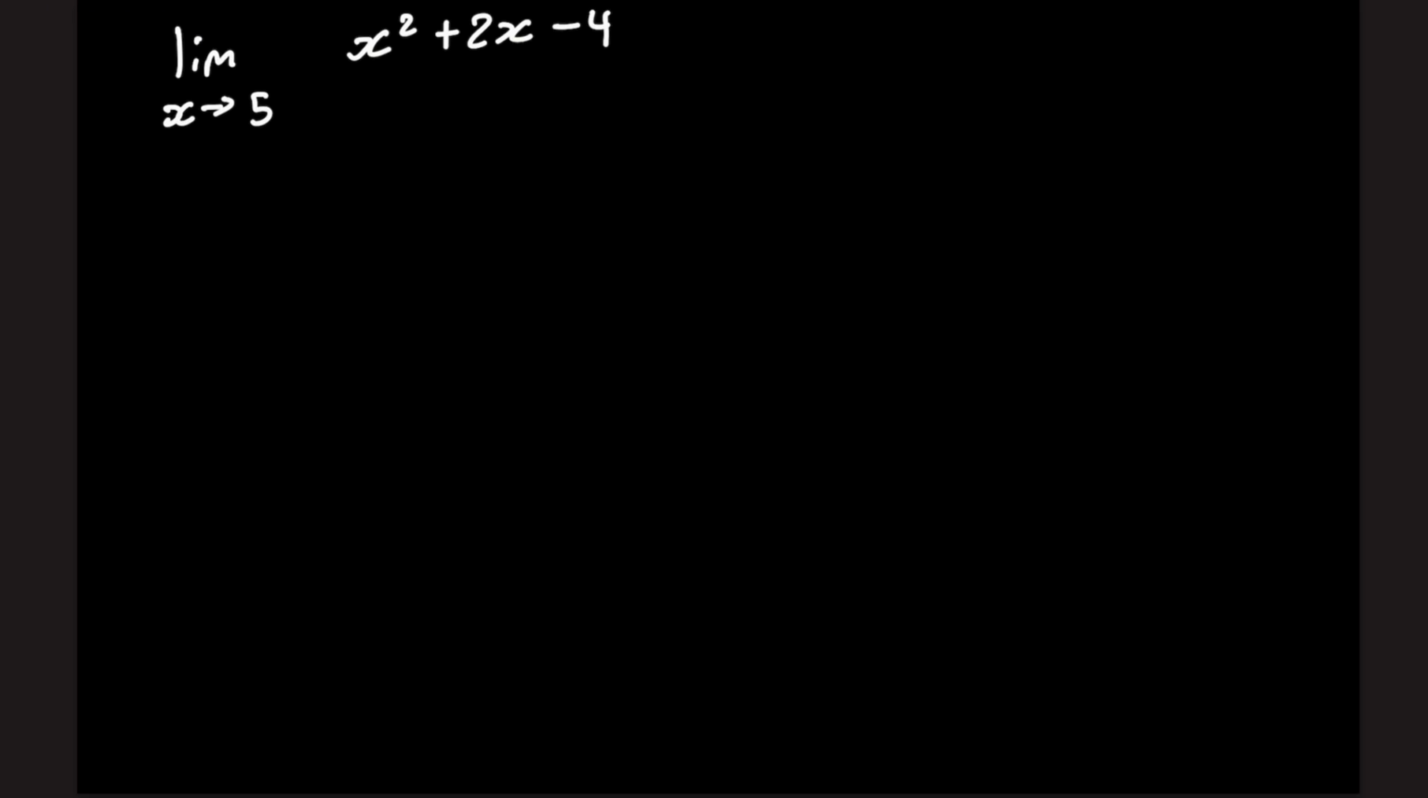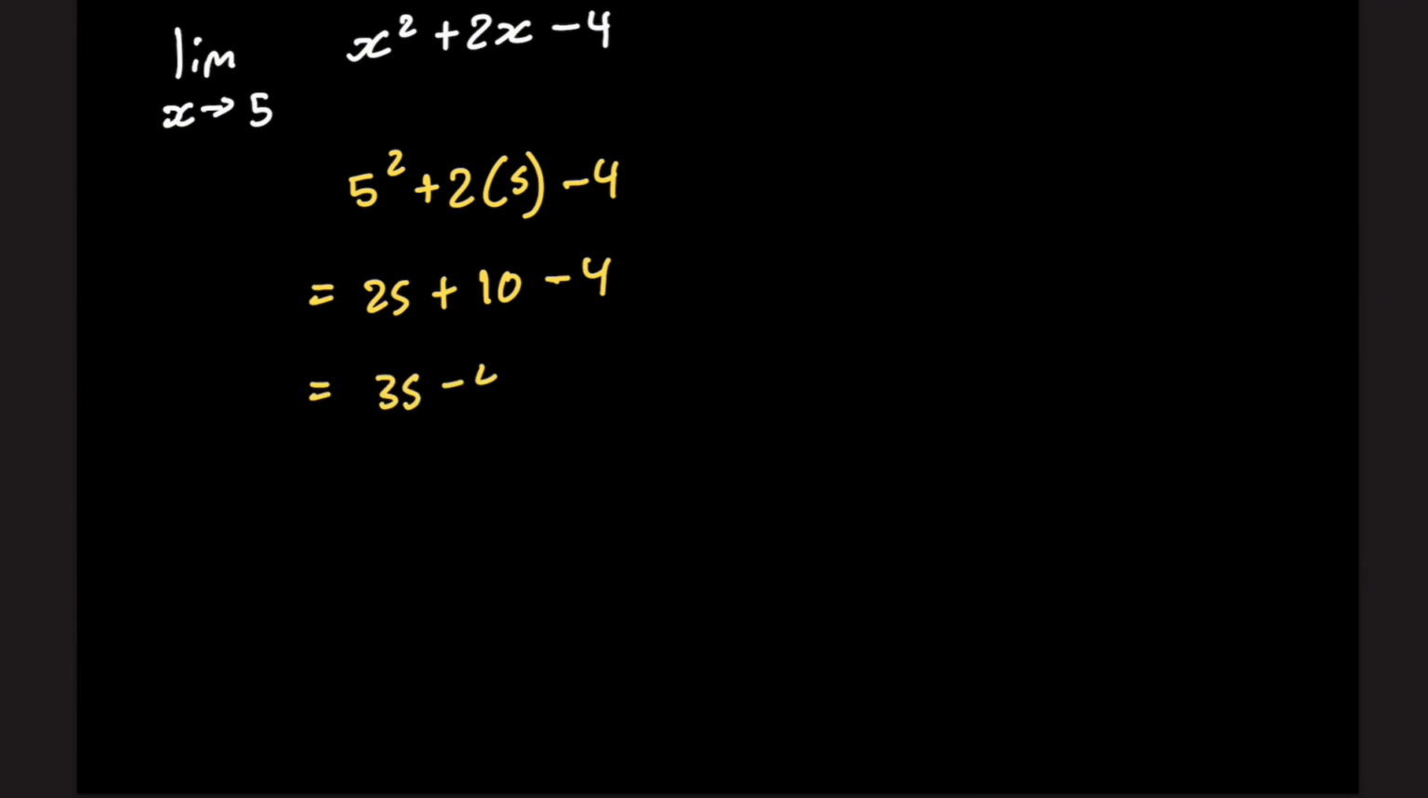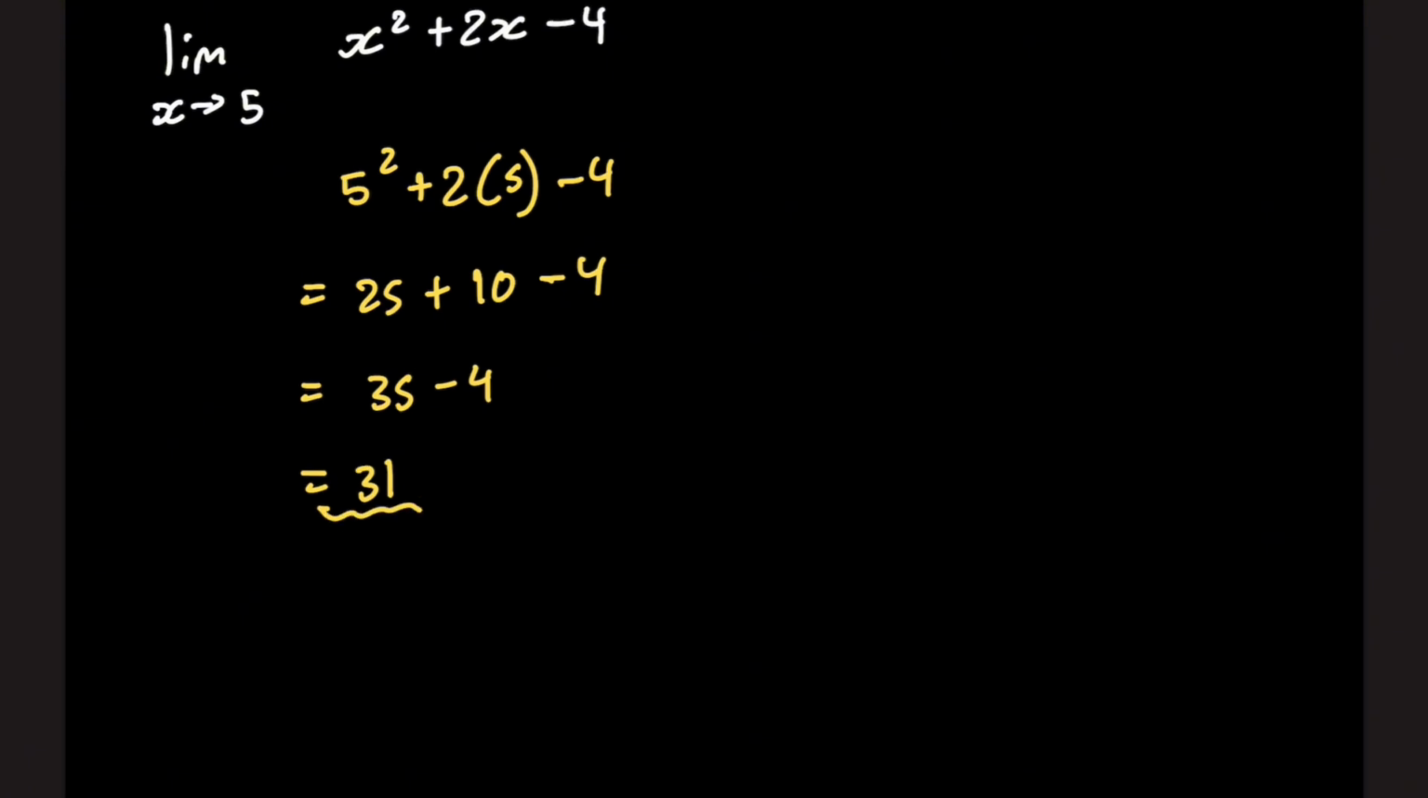So if we directly substitute 5 where we see x in the function, it's going to become 5 squared plus 2 times 5 minus 4. 5 squared is 25 plus 2 5s is 10 minus 4. This then becomes 35 minus 4, which would then become 31. That would be our solution.